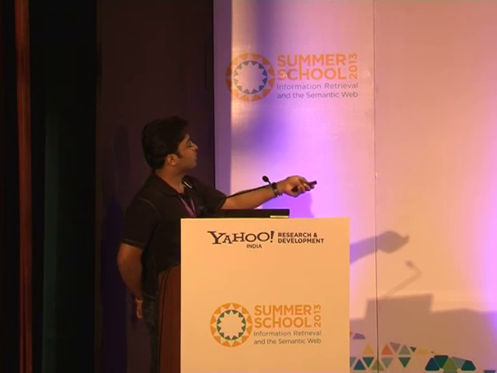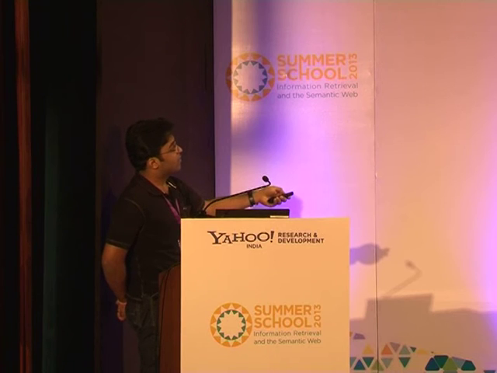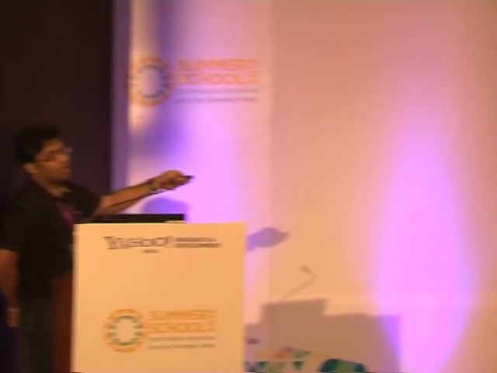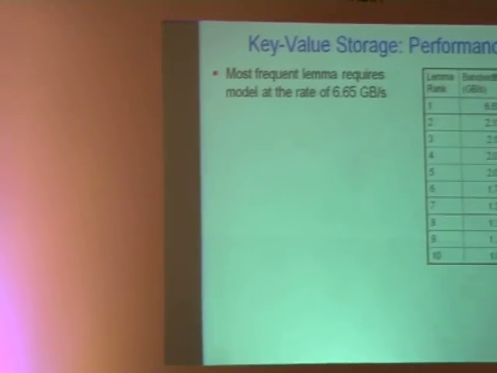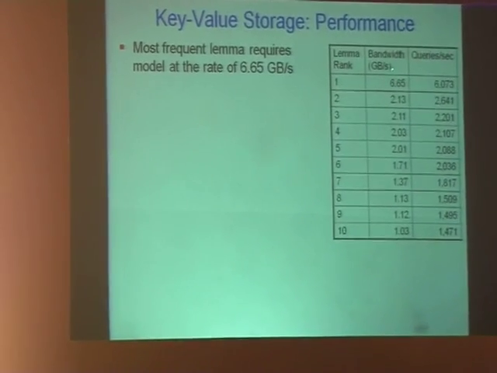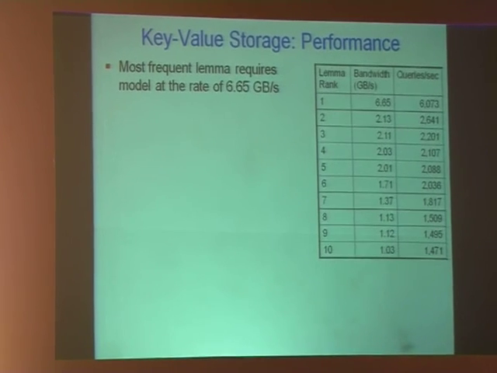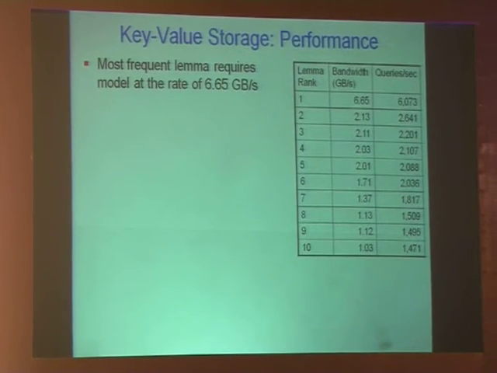How does it perform? Concentrate on this table. In the leftmost column, you have the lemma rank in terms of its frequency over the corpus, one being the most frequent one. The middle column says the bandwidth requirement to serve that particular model, and the last column says the number of queries that will be issued for that particular lemma. Just to cater to requests for the most frequent lemma, a particular host should be able to serve the corresponding model at the rate of 6.65 GB per second, which is around 6,000 queries per second.